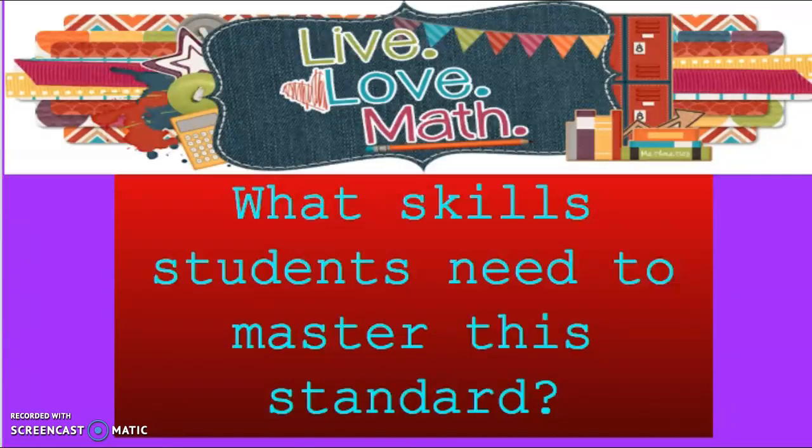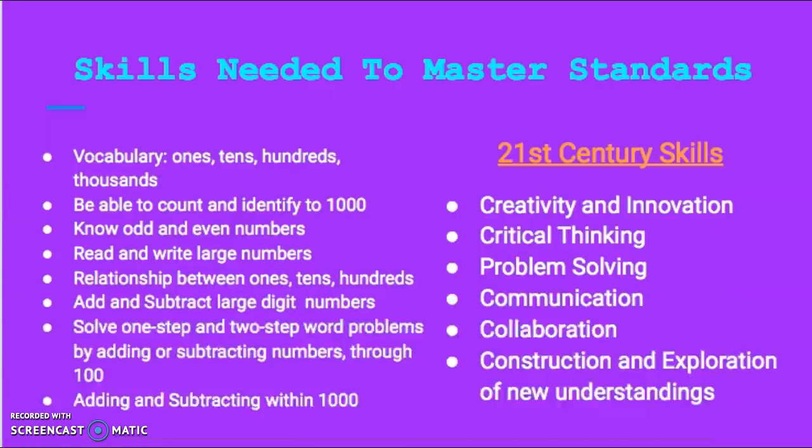So what skills do students need to master this standard? They need to learn vocabulary words of ones, tens, hundreds, thousands, and be able to count and identify to 1,000. Count by fives, count and add by tens and hundreds. For any given number between 100 and 900, mentally add 10 or 100 or subtract 10 or 100. They must understand odd and even numbers, and tell whether there is an odd or even number of objects in a group by putting them into pairs or by counting by 2.